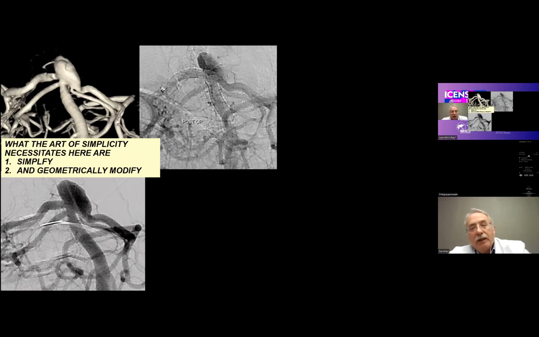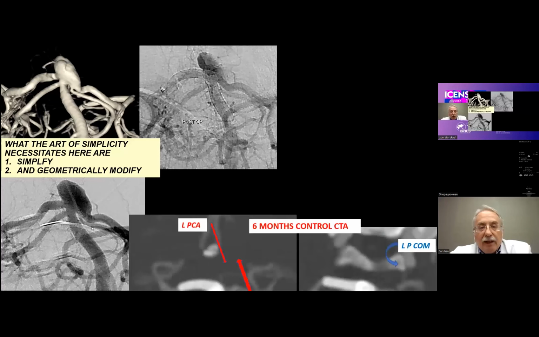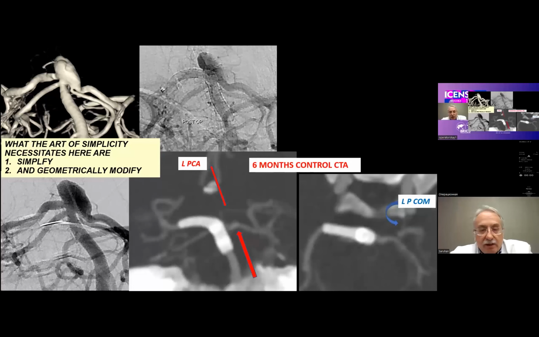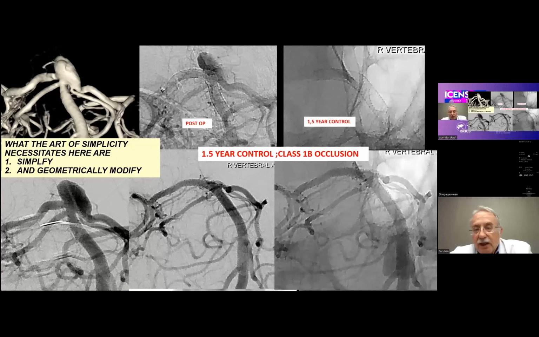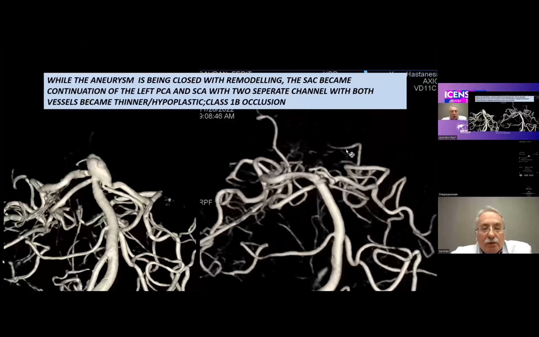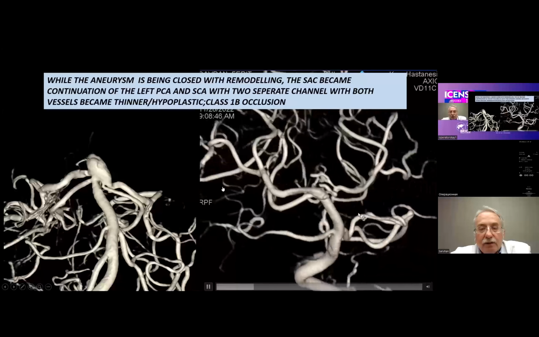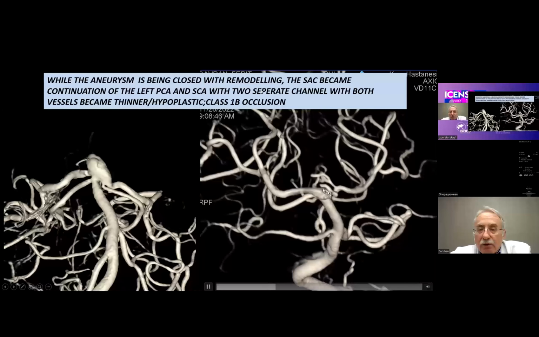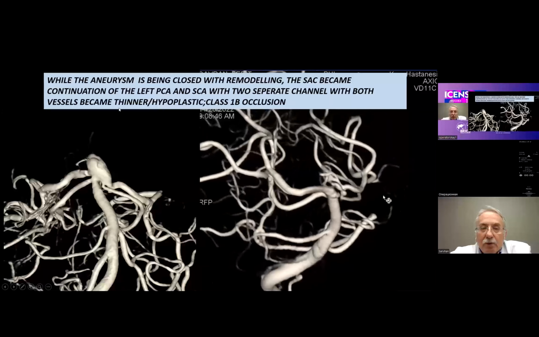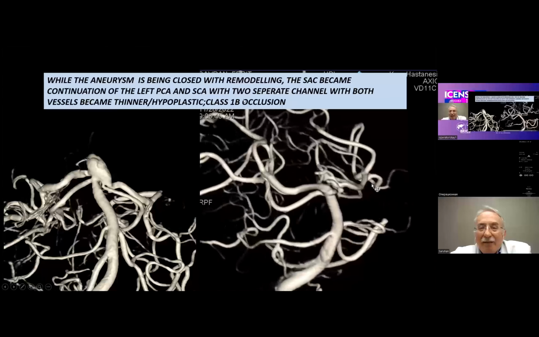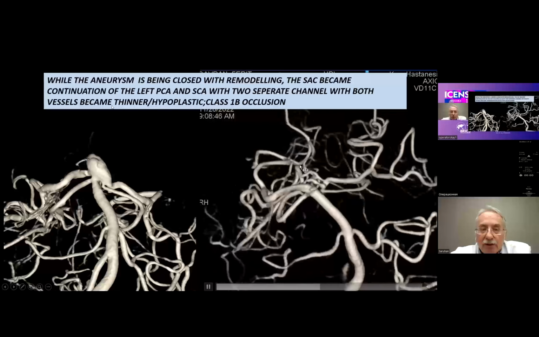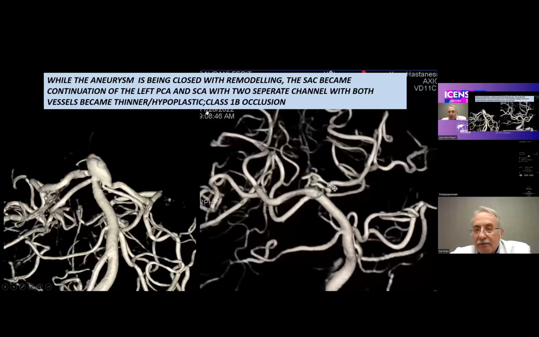When you simplify, you take the easier track and place your flow diverter, and you don't need to go through the aneurysm, and you geometrically modify. This is the 6 months CTA. Actually, when you look at the 1.5 year, you already see the occlusion. So this is the 3D of the 1.5 year control, and while the aneurysm is being closed with remodeling, the aneurysm sac becomes a continuation of the left PCA and SCA with two separate channels, with both vessels becoming thinner and hypoplastic. We call it class 1B.